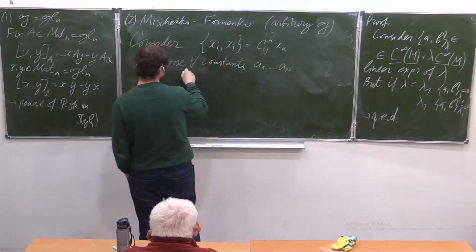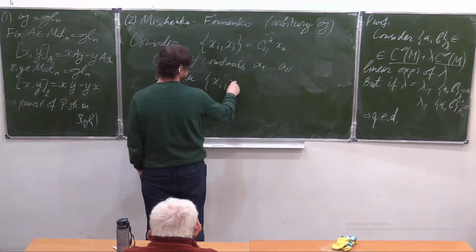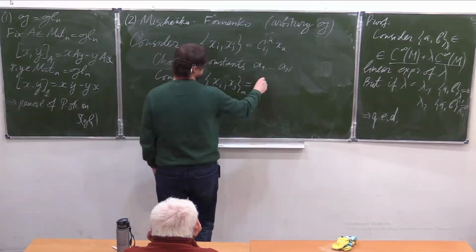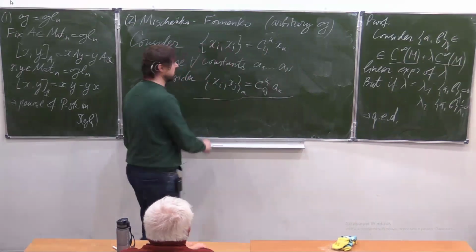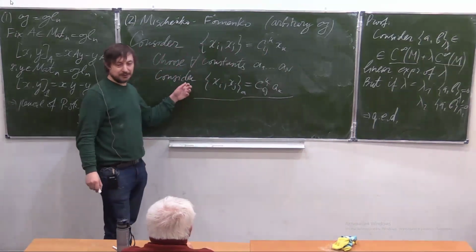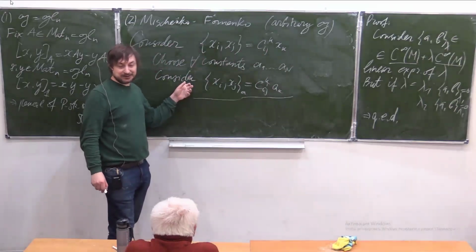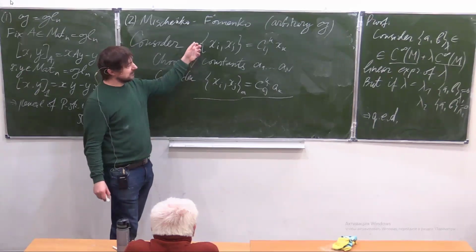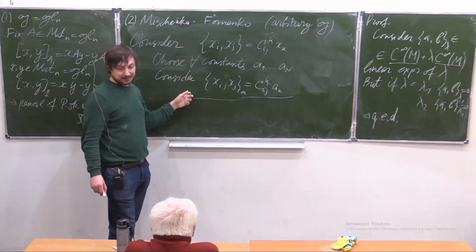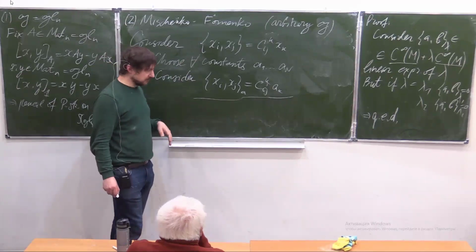And consider the Poisson bracket xi, xj sub A equals Cijk ak. So this is a Poisson bracket just because on the right we have constants. It's always Poisson when we have constants on the right. The fact that this Poisson bracket is compatible with the first one is easy to check by direct computation.